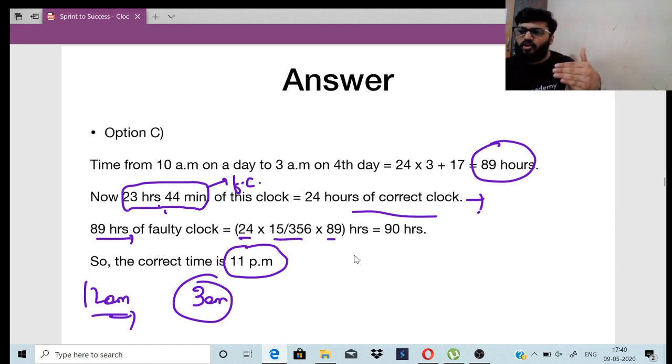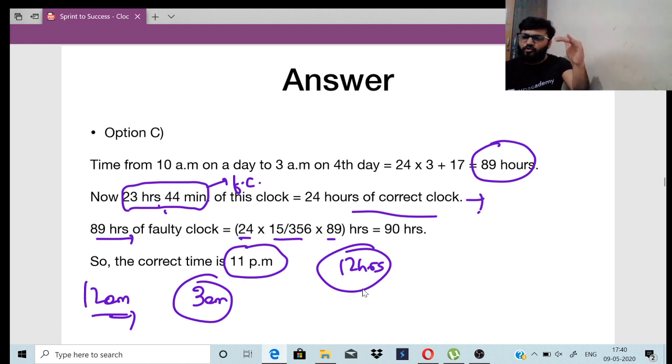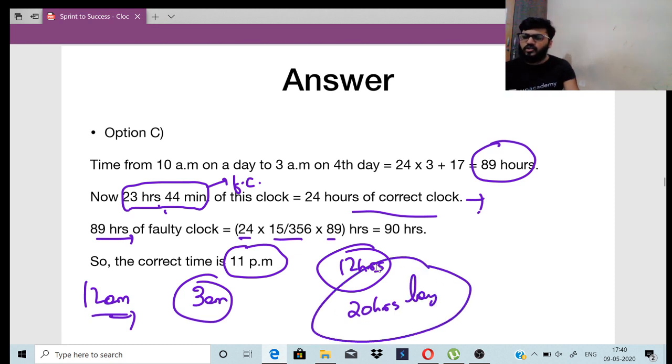11 p.m., so how much has it become there? 3 a.m. to 3 p.m. is 12 hours, yes or no? And 3 to 7, 4 hours again. So a total of 20 hours lag it will be showing on the fourth day.